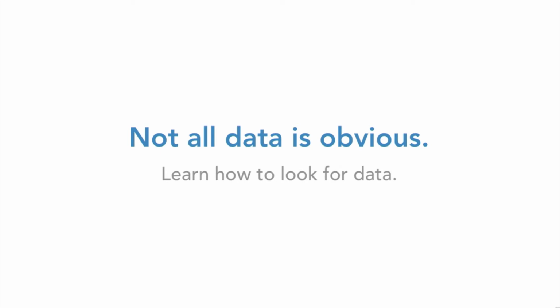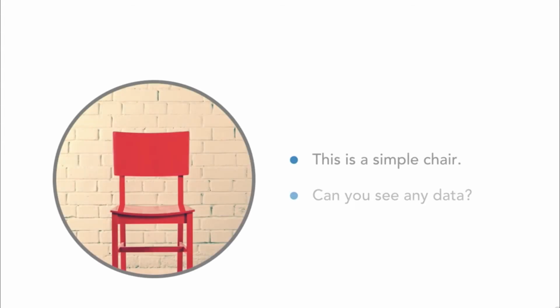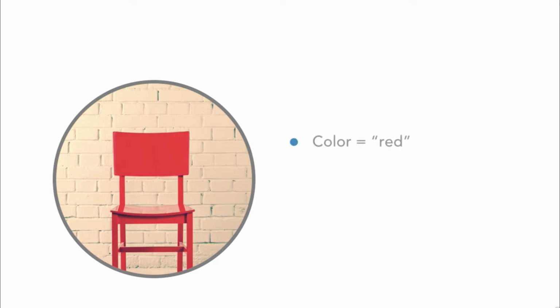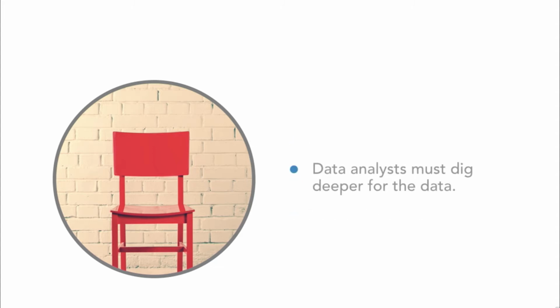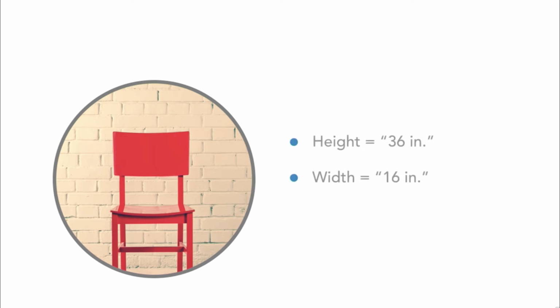Let's start with this simple example of a chair. Think of what data you see when you see this chair. Did you notice that it has a color? What about the material? And what about it being furniture? If we dig deeper for even more data, you will see that the chair has dimensions like height and weight. These things impact our shipping and the cost of shipping.